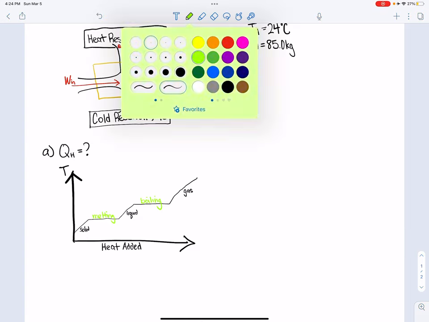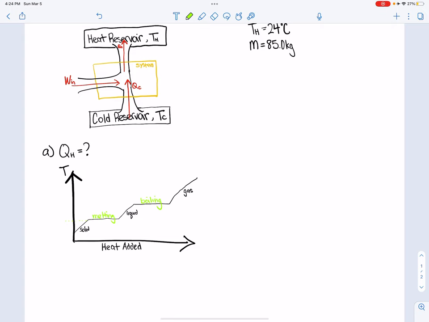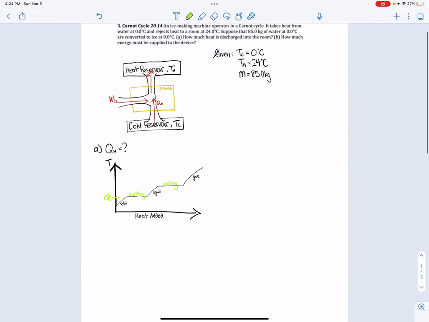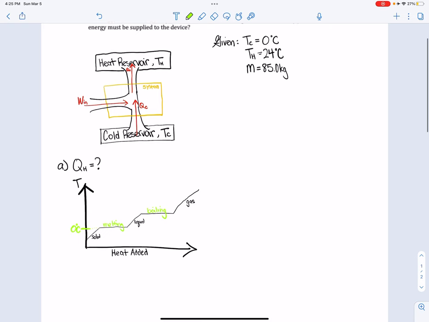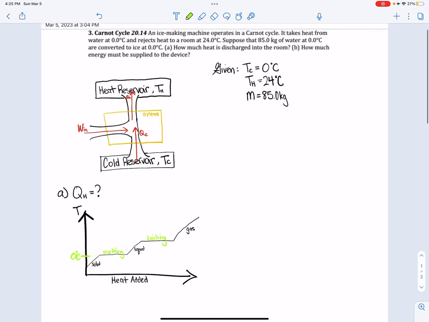We know that the melting point for water, so this right here, the melting point, that would be 0 degrees Celsius, right? Which is what we're given in this problem. We have 85 kilograms of water at 0 degrees Celsius, and we are converting it to ice also at 0 degrees Celsius. Okay?